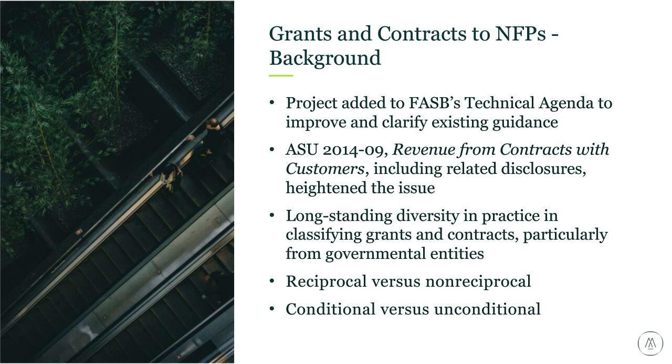ASU 2014-09, Revenue from Contracts with Customers, was issued in May 2014 and is the result of a convergence effort between FASB and the International Accounting Standards Board. It took standard setters nearly 10 years to develop the final standard. It should be noted not all revenue sources are impacted. Revenue from contributions and investment income, both of these revenue streams, have been scoped out of the new revenue standard.